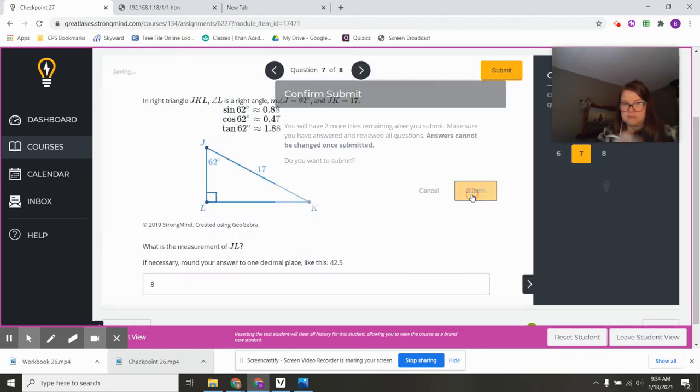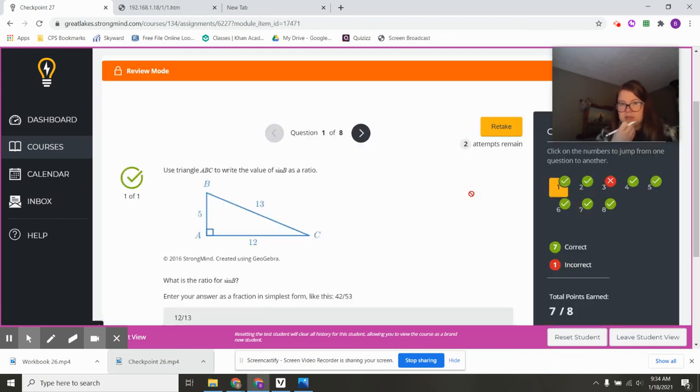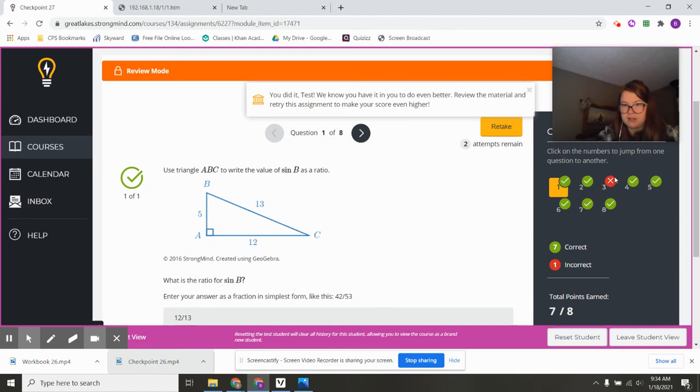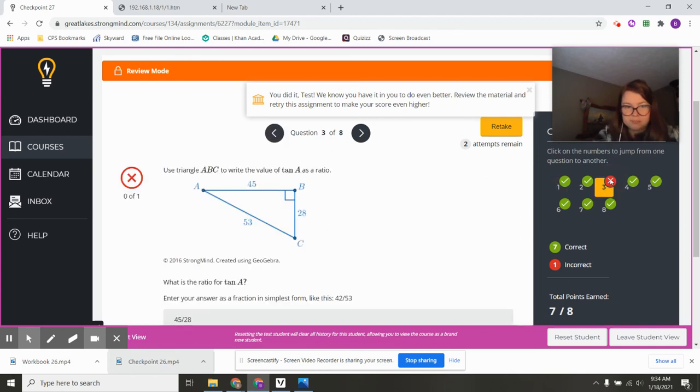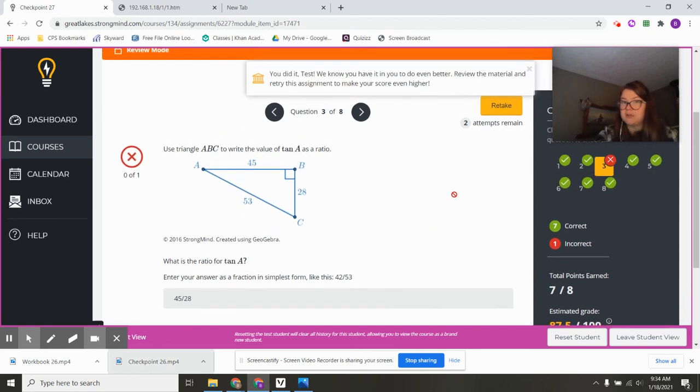Let's see. And did they mark things wrong because of rounding? Probably so. They did. In fact, let's just double check what they did. Okay, let's see. 45/28. We're supposed to do the tangent of A. I got it mixed up. I did the tangent of C. So that was my fault. Everything else was good with that one, though. That's a good news thing.